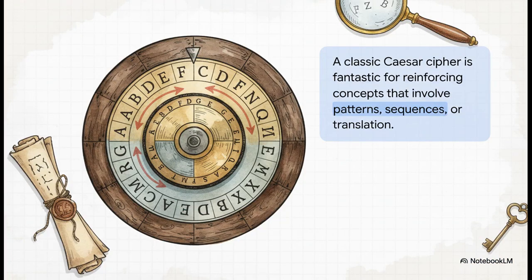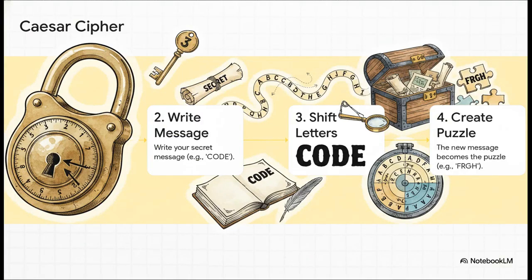A really classic and effective puzzle type is the cipher. Something like a simple Caesar cipher is just fantastic for reinforcing any concepts that involve patterns, sequences, or even translation. And they're so easy to make. First, you just pick a shift number. Let's say 3. Then you write out your secret message, something like code. Finally, you just shift each letter down the alphabet by 3 spots. So C becomes F, O becomes R, and so on. Your new message, FRGH, is now the puzzle students have to crack. It's a classic for a reason.